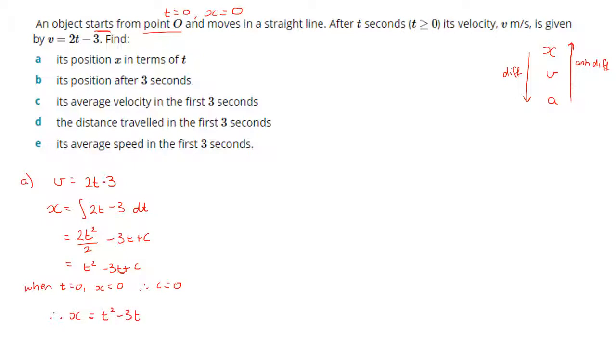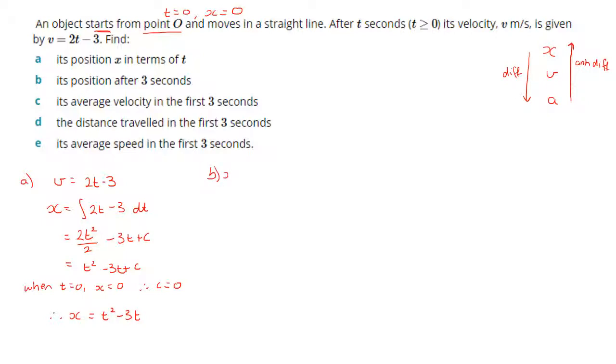Now I know that c is equal to 0 here, but you do need to do this step. It's not enough just to ignore the c and leave it out. You need to prove to the people reading that you know there is a constant, and you can prove that it's 0. So moving on then, part B, we now want to find its position after 3 seconds.